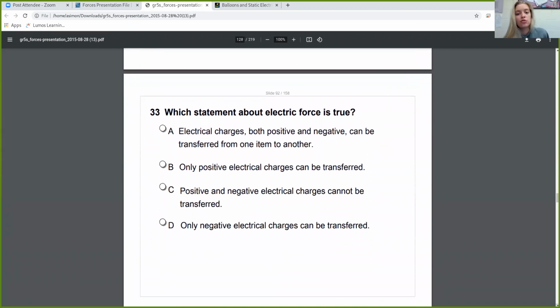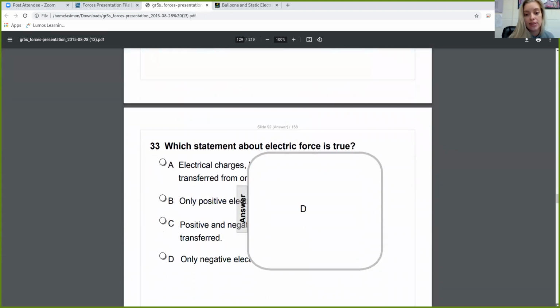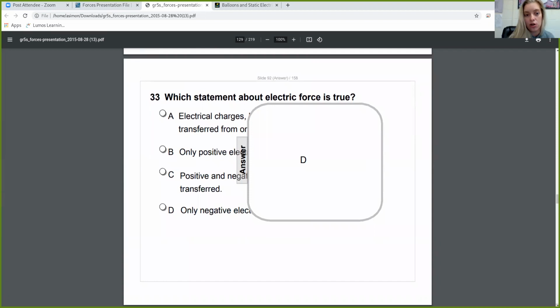Which statement about electric force is true? Electrical charges, both positive and negative, can be transferred from one item to another. Only positive charges can be transferred. Positive and negative electrical charges cannot be transferred. Or only negative electrical charges can be transferred. What did we see in those examples? What was the charge that was transferred? If you said D, only negative electrical charges can be transferred, you are correct.